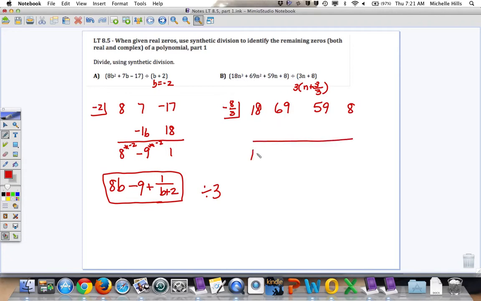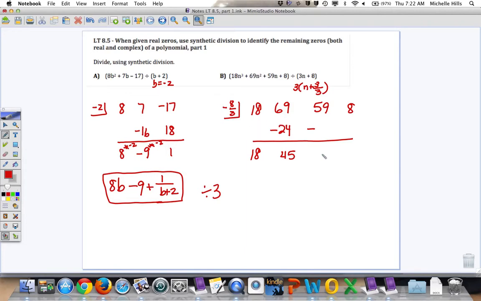I bring my 18 down, multiply that by negative 8/3, so it's going to be negative. 18 divided by 3 is 6, times 8 is 24. 69 minus 24 is 45. Multiply that by a negative 8/3. Positive times a negative is a negative. 45 divided by 3 is 15.